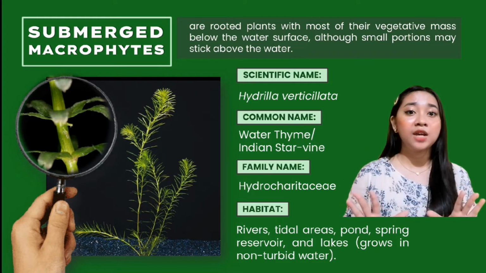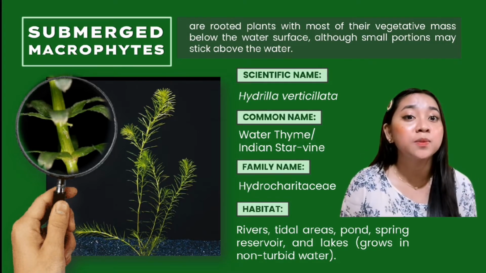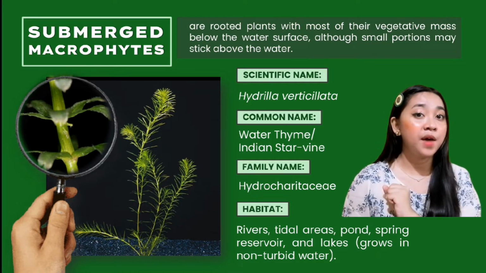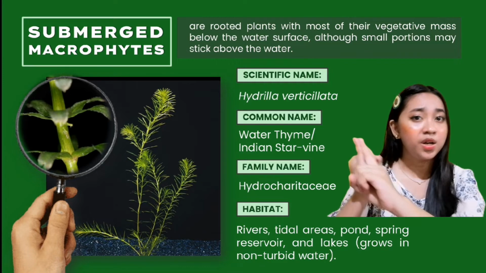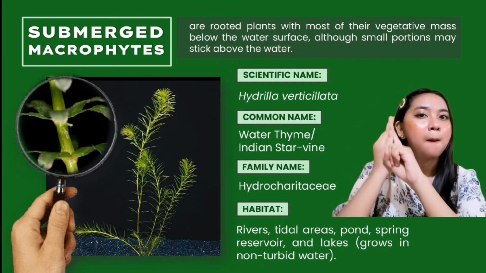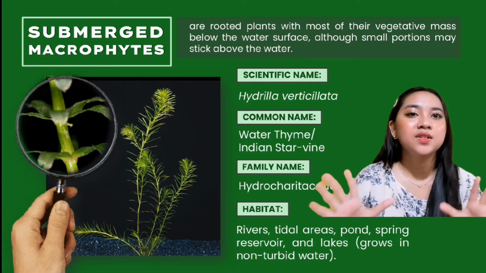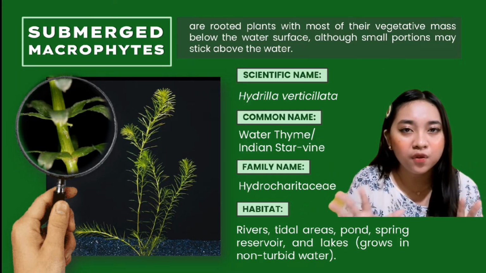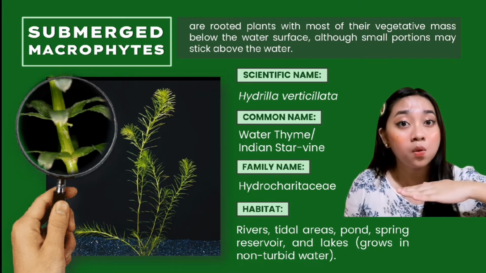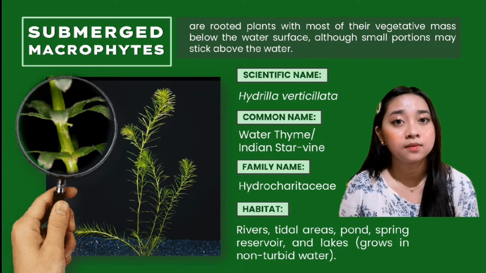It can survive up to a depth of about 40 feet in non-turbid water. It can be found in a variety of aquatic habitats, such as reservoirs, lakes, ponds, rivers, springs, and tidal zones, and can tolerate a wide range of water conditions from low to high nutrient concentrations.